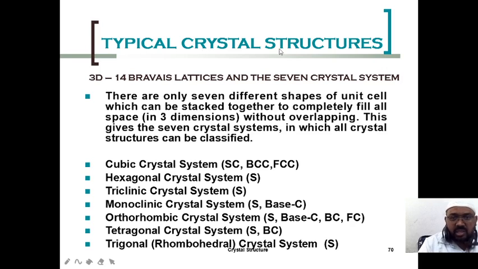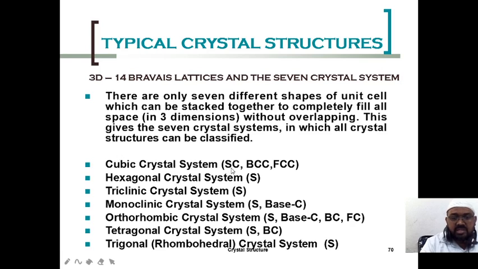So we'll go over the typical crystal structures, the different types of crystal structures which are there. In 3 dimensions, there are 14 types of Bravais lattices and 7 crystal systems available in the earth's crust. In 2 dimensions we discussed 5 Bravais lattices, and in 3 dimensions you'll find 14 Bravais lattices, and these are classified into 7 crystal systems.